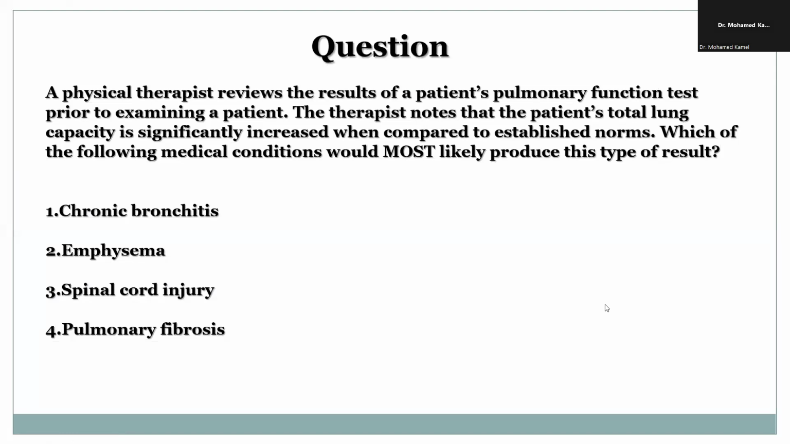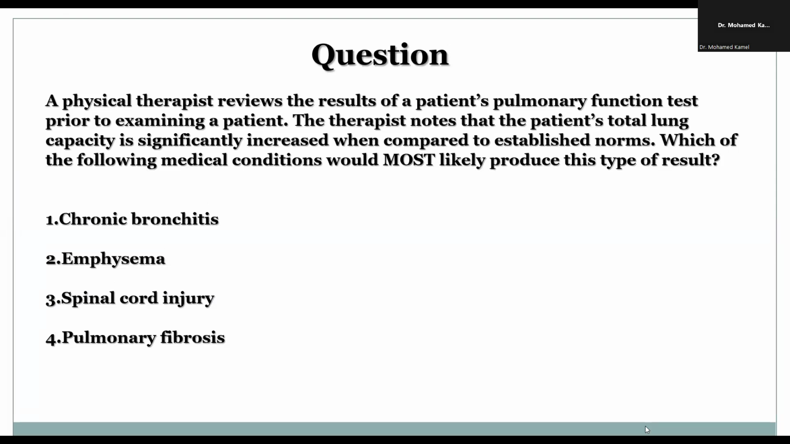So the question for today is saying: a physical therapist reviews the results of a patient's pulmonary function test prior to examining a patient. The therapist notes that the patient's total lung capacity is significantly increased when compared to established norms. Which of the following medical conditions would most likely produce this type of result?